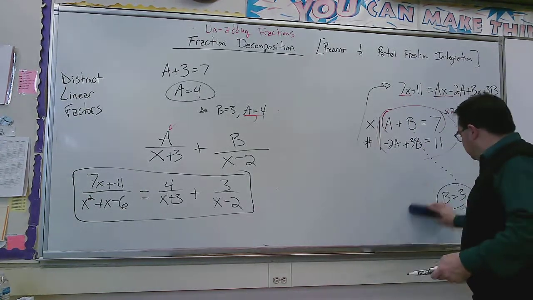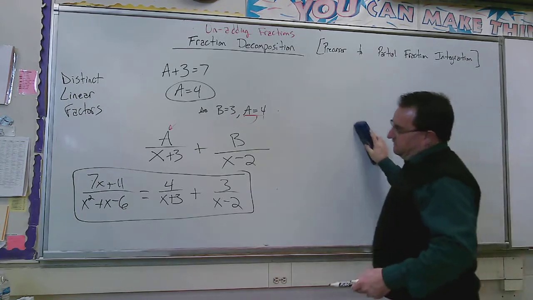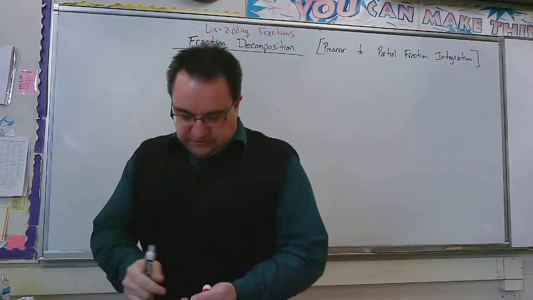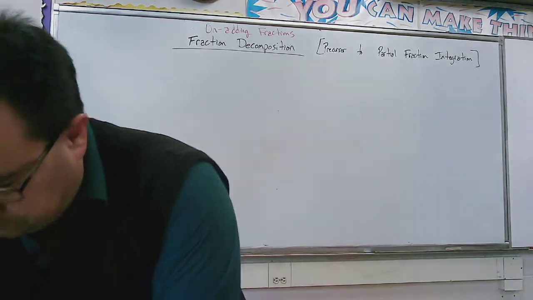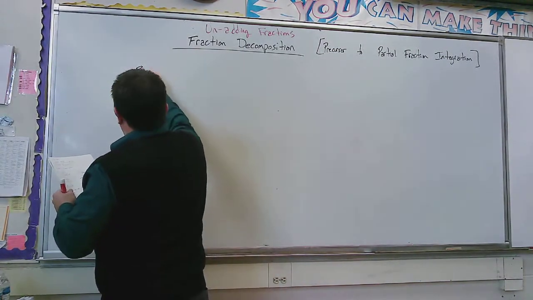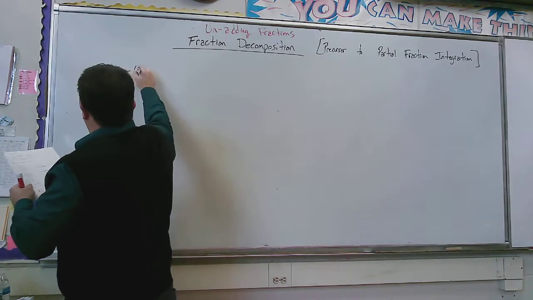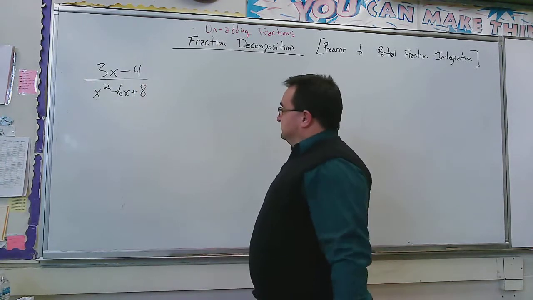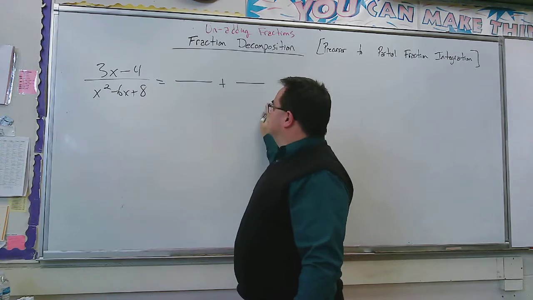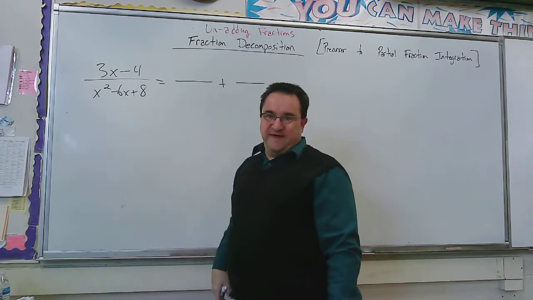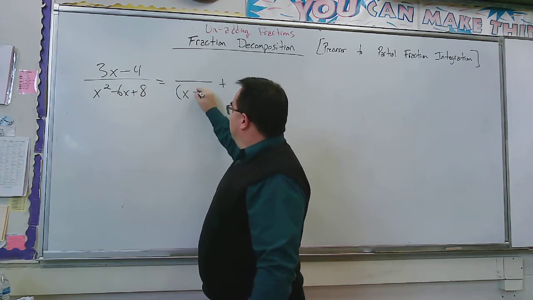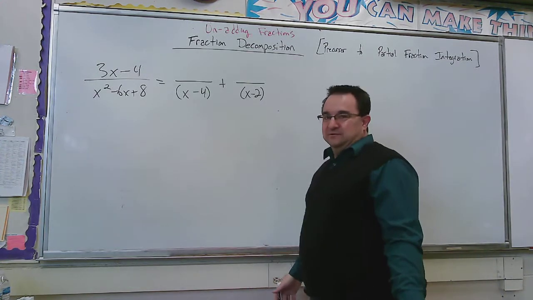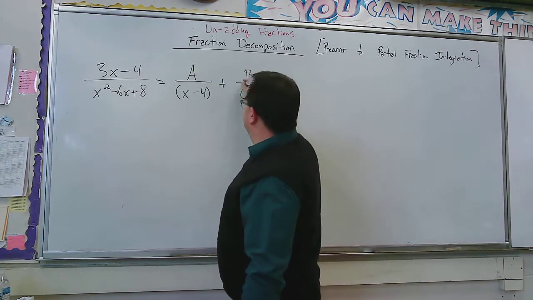All right. So now that you watched me walk through one of them, let's do it again, just with a different problem here. So let's try 3x minus 4 over x squared minus 6x plus 8. First thing, as I understand, I'm trying to unadd the fractions. I know the denominator has to be the factors of this, which would be x minus 4, x minus 2. At this point, I have no idea what the numerators would be, so I'm going to call them A and B for now.